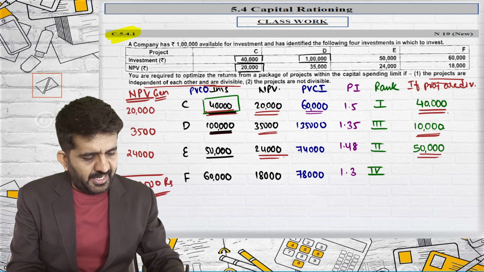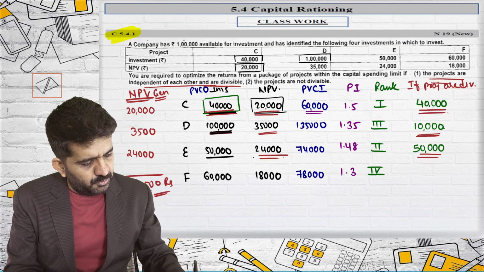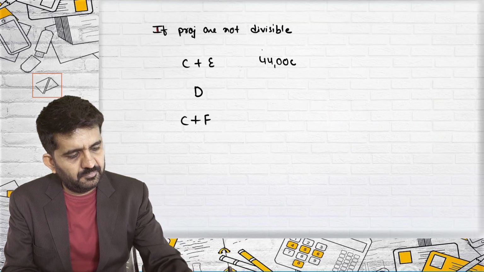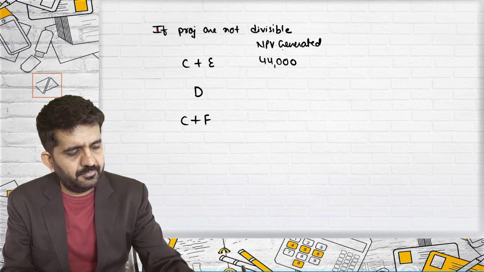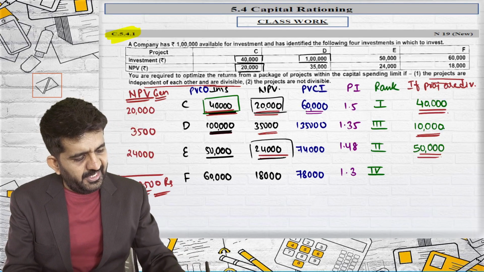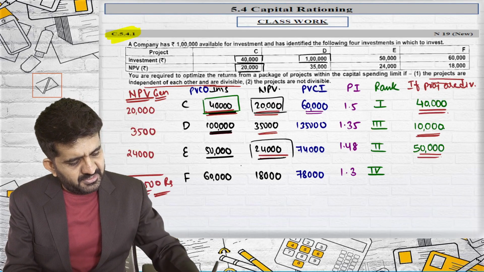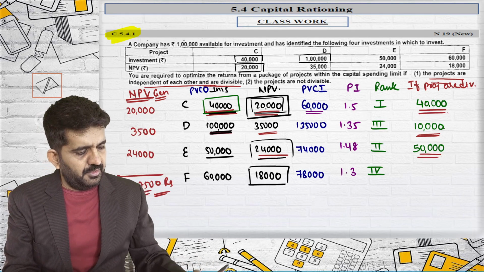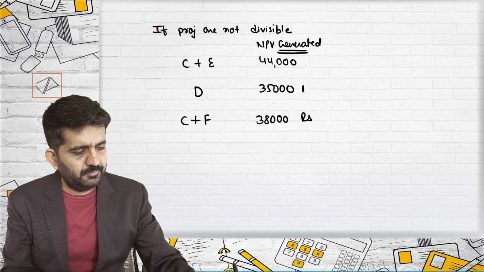How much NPV will be generated if you do C plus E? 20,000 plus 24,000, 44,000. Only D, 35,000. C plus F, 18,000 plus 20,000 is 38,000.